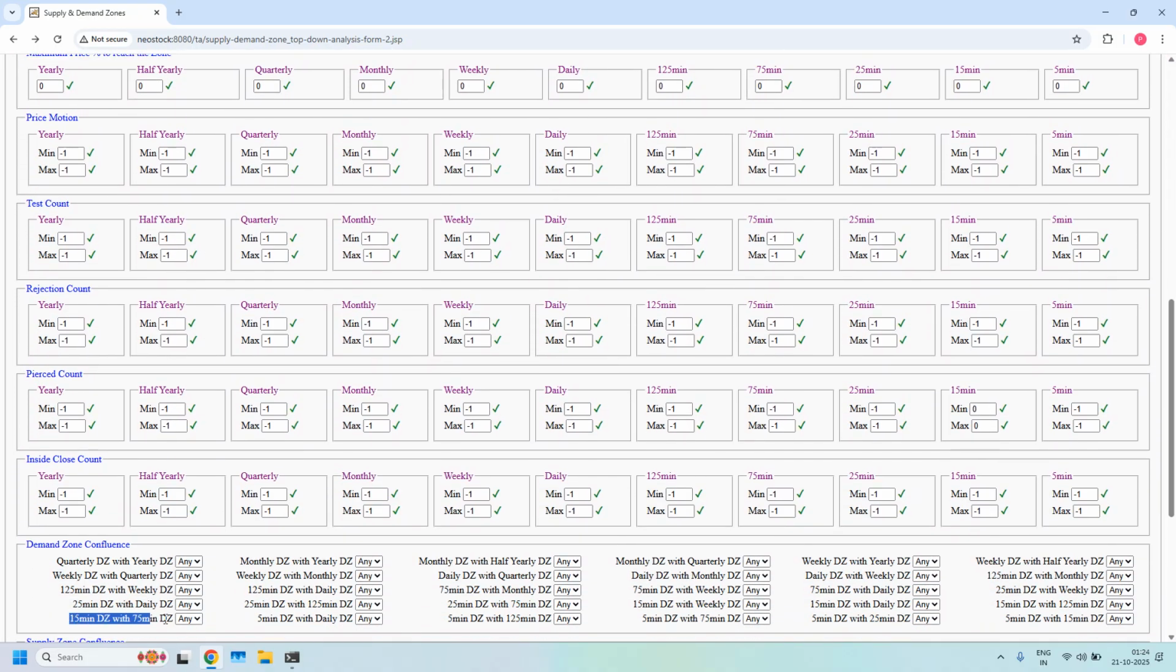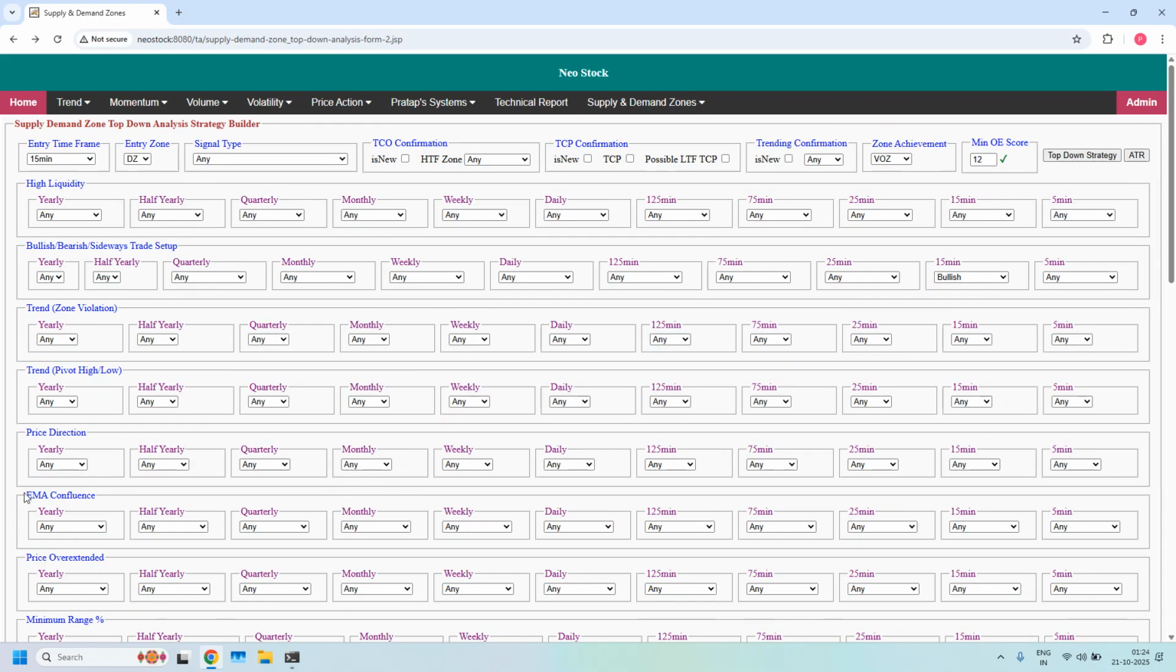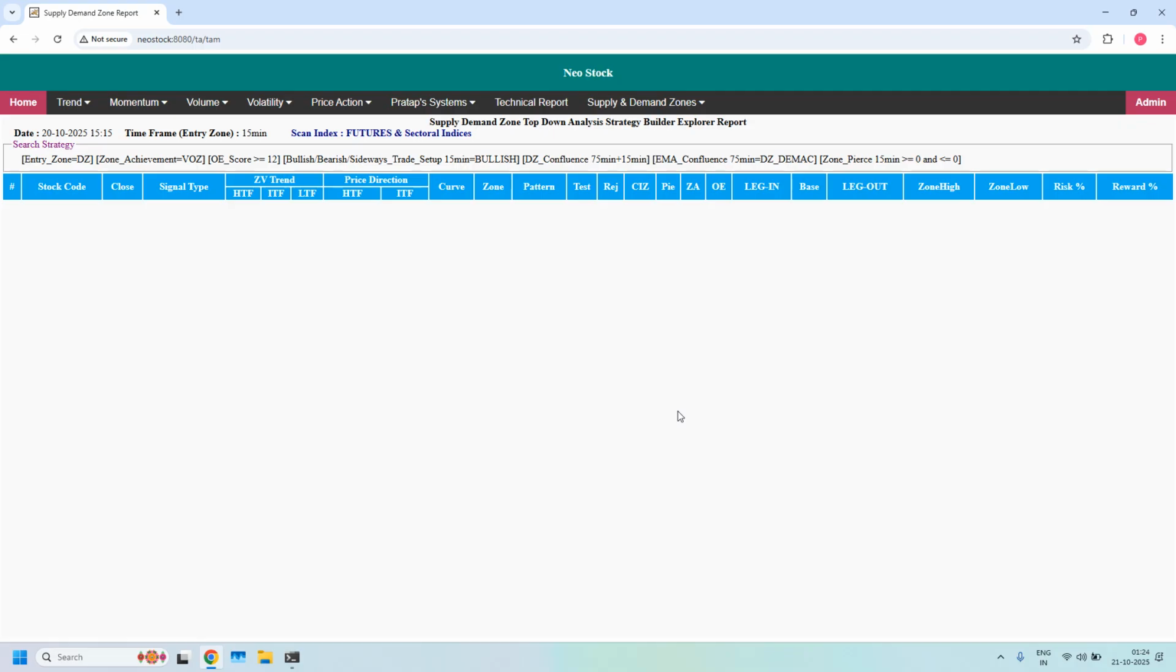That is 15 minutes and 75 minutes demand zone confluence. And then EMA confluence at 75 minutes, because 15 minutes and 75 overlap. 75 minutes demand zone with daily EMA confluence. By enabling the filters, we don't have any stocks.